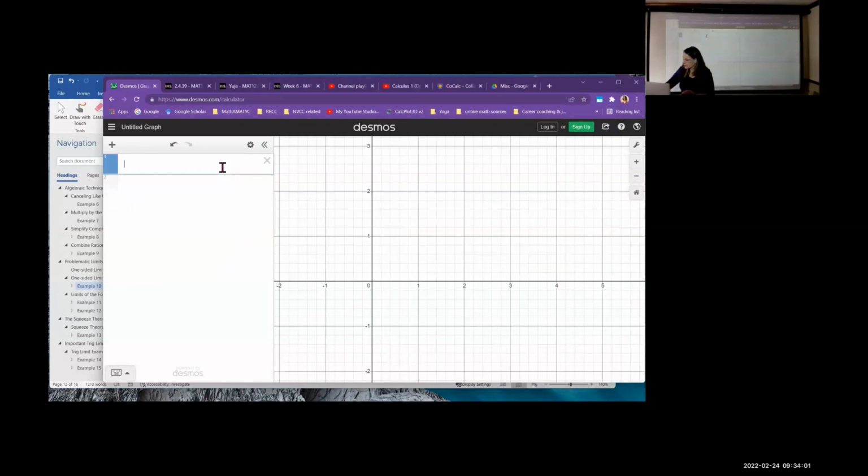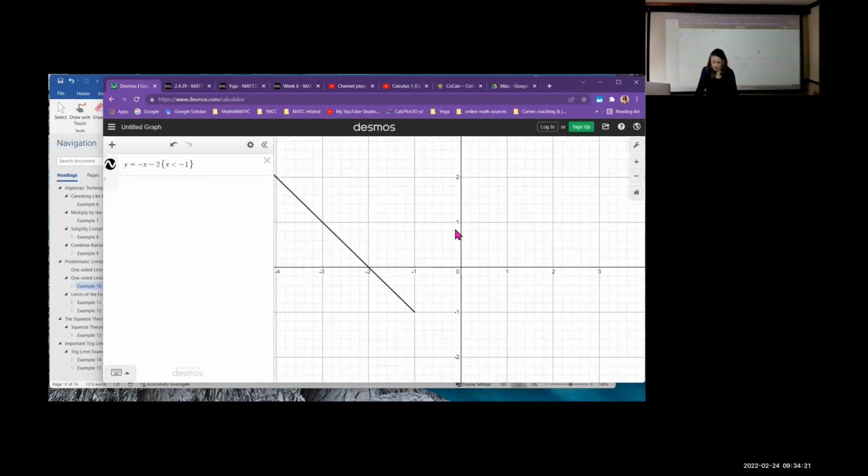So we're going to graph y equals -x minus 2. Then you put curly brackets, and this is for x less than -1, curly brackets. And it will only graph that line on that portion, all right? And it does not include the point at -1. It's undefined, right? Because it doesn't include it.